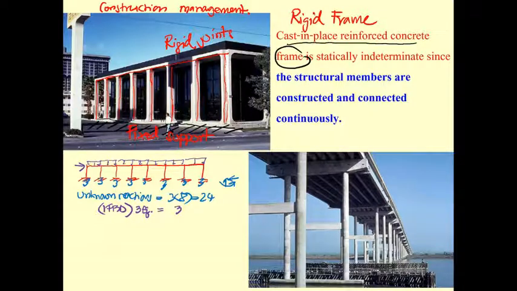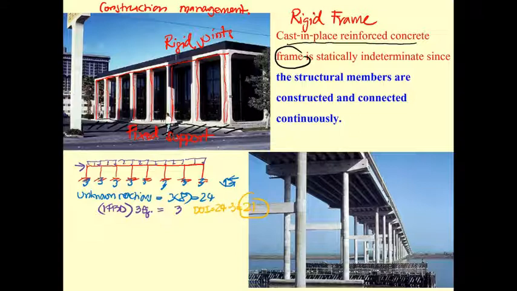Sorry, the degree of indeterminacy of what? DOI equals 24 minus 3. That is going to be 21. That means if you would like to analyze this structure, you're going to have a total of 21 unknown forces to solve.